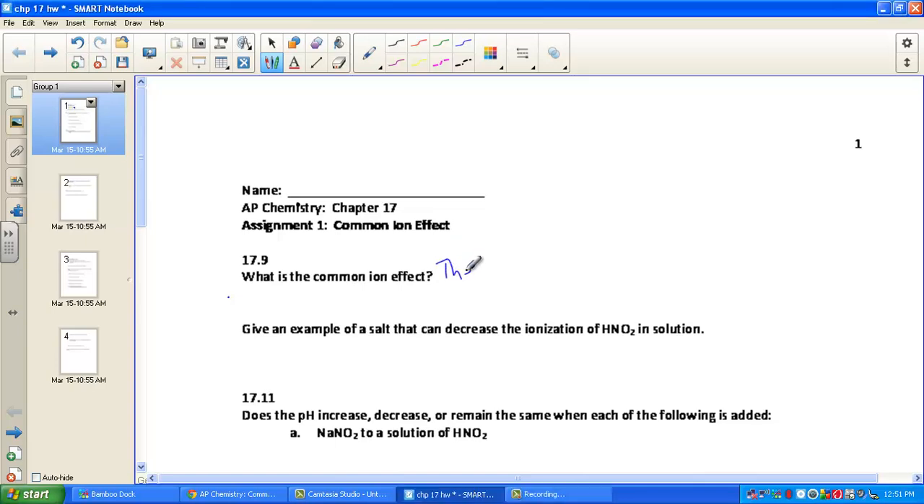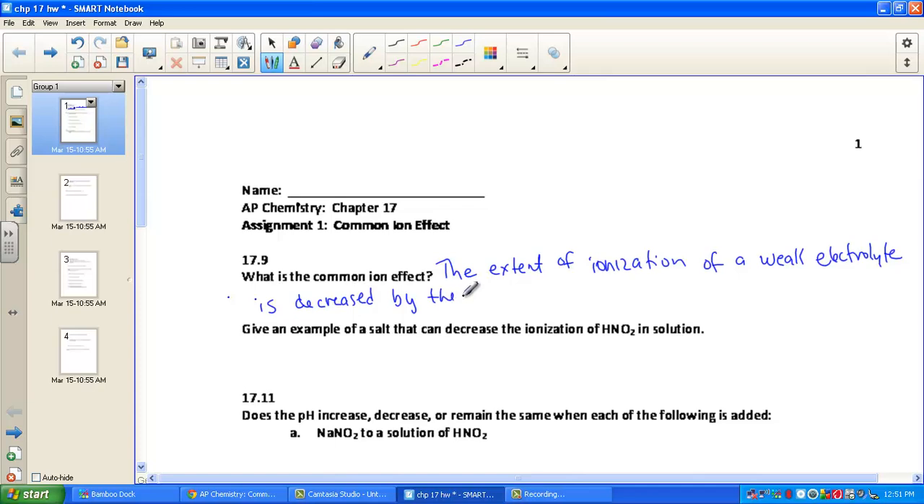So let's go ahead and begin writing that in some sort of succinct sentence. The extent of ionization of some weak electrolyte could be a weak acid or could be a weak base, but that extent of ionization is decreased by the addition of a strong electrolyte that has an ion in common. Really, this is nothing more than an application of Le Chatelier.